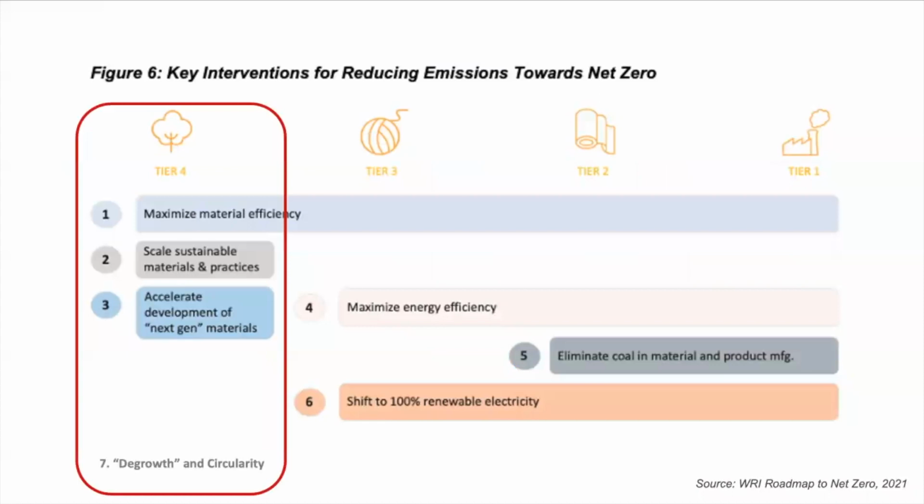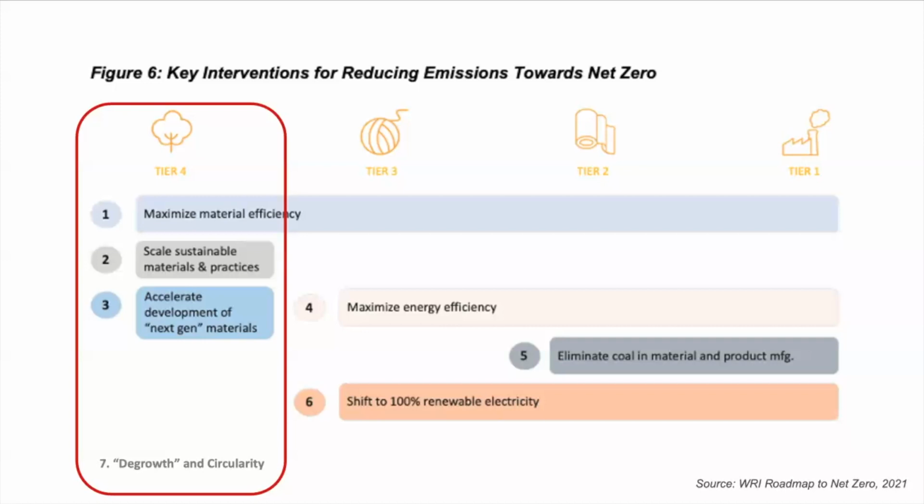And so in tier 4, to start, there are 3 key actions that we can take. One of them is what we call maximizing material efficiencies. That's really just across the board. How can we make sure that we are reducing or eliminating wasted fabric during the production of a product? Or how can we just use less material going into a product overall? The second action we can take is really about scaling sustainable materials and practices.